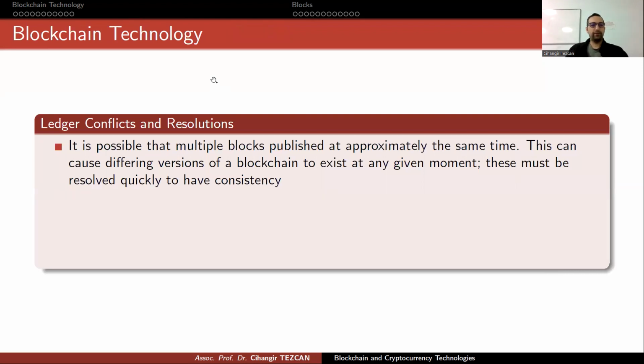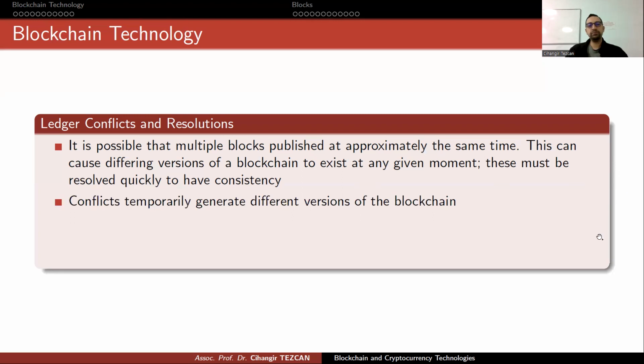Let's talk about ledger conflicts and resolutions. It is possible that multiple blocks are published at approximately the same time. This happens many times in Bitcoin or Ethereum in the mining case, but of course, Ethereum is no longer proof of work. This can cause differing versions of a blockchain to exist at any given moment. This must be resolved quickly to have consistency, right?